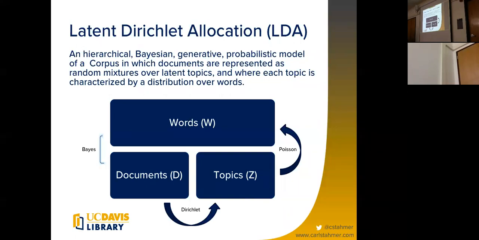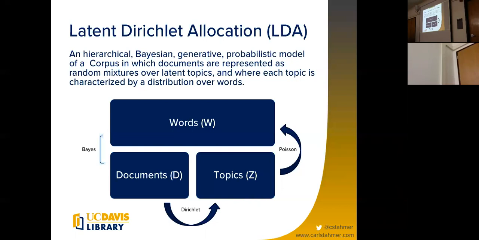So here's our definition of LDA. A hierarchical, Bayesian, generative, probabilistic model of the corpus, and its documents are represented as random mixtures over latent topics, where each topic is characterized by a distribution over words. Okay, that's the official definition from the article. If you unpack it, it's actually pretty clear about what this is.